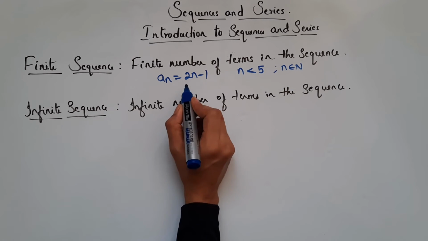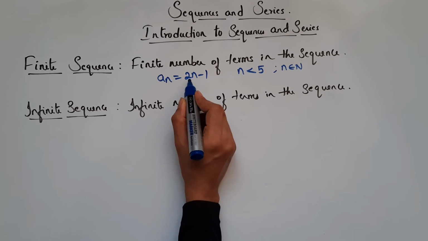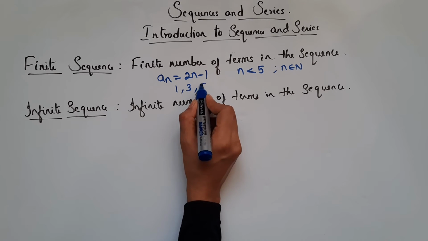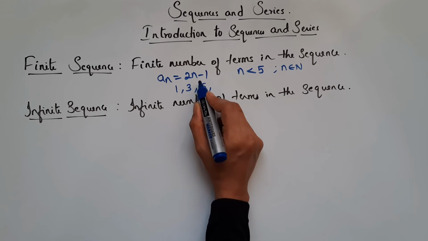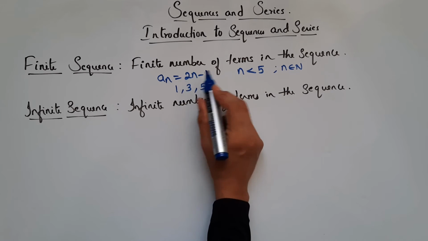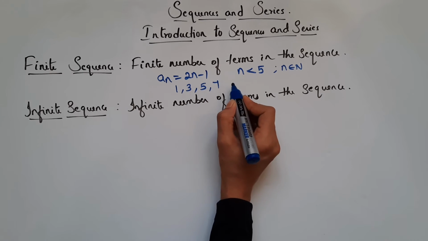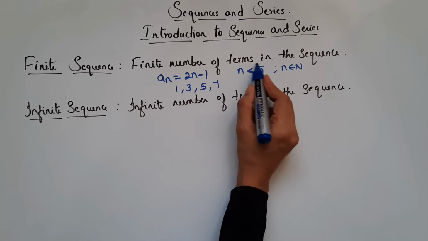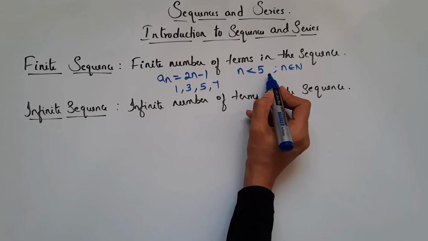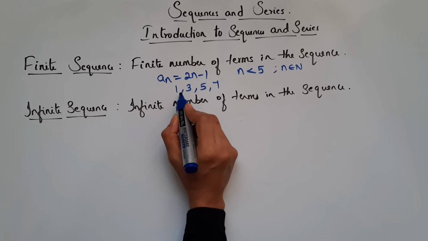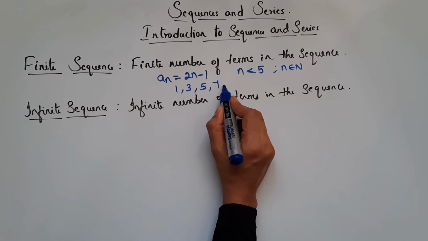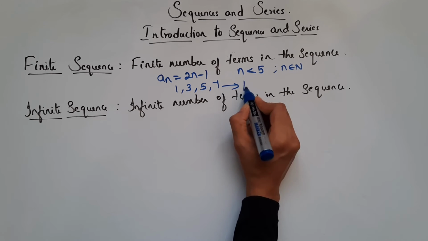So when n is 1, 2 into 1 is 2, 2 minus 1 is 1. When n is 2, 2 twos are 4, minus 1 will give you 3. When n is 3, 3 twos are 6, minus 1 will give you 5. And when n is 4, 4 twos are 8, minus 1 will give you 7. When n is 5, here the condition is n should be less than 5. So in this sequence we have only 4 terms, that is finite terms. So therefore this sequence is a finite sequence.